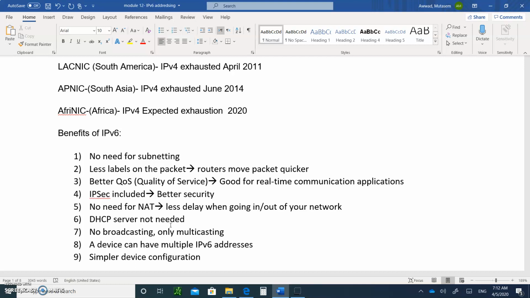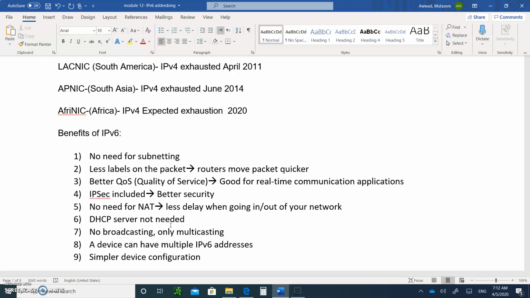IP security is already included. So your data is always set up like a VPN with IPv6. You don't have to worry about having IP security to authenticate or encrypt your data. It's inherent with IPv6. No need for NAT, because you will have a global IP address that you can communicate from inside your LAN out in a secured manner. So you don't have to wait at your gateway to be translated from private to public and vice versa as with NAT. And that creates the delay.